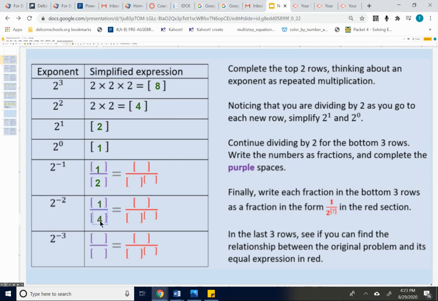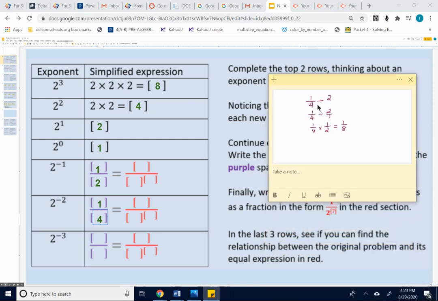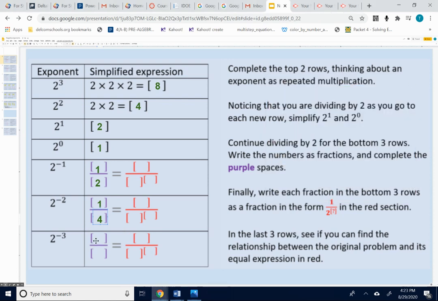2 to the negative 3 would be 1/4 divided by 2. One way to think of 1/4 divided by 2 would be to turn both of these into fractions. So turn 2 into 2 over 1. 1/4 divided by 2 over 1 would be the same thing as, copy, change, flip, 1/4 times 1/2, which is 1/8. So 2 to the negative 3 is 1 over 8.